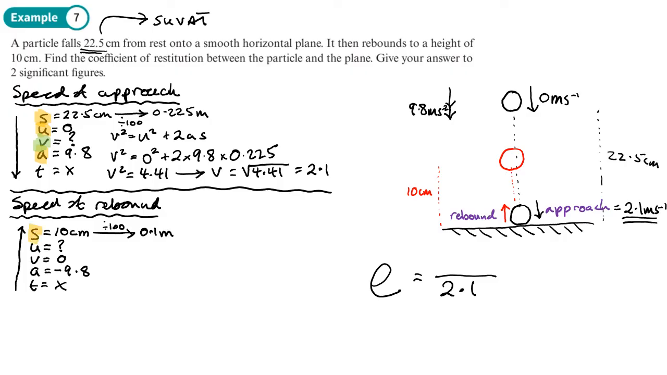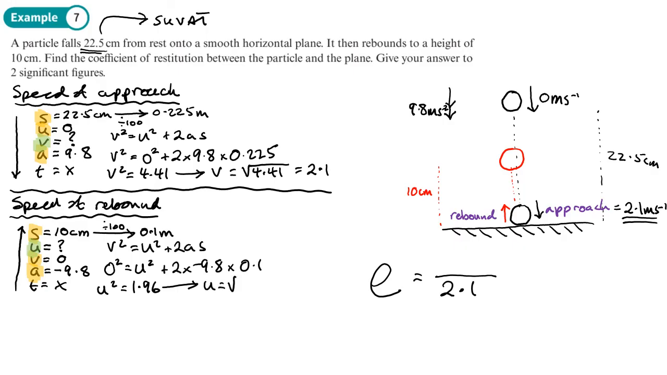So what do I have? I have S, I have V, I have A, and I want to find U. Okay, same formula again. V squared equals U squared plus 2AS. So V squared, 0 squared, equals U squared, what I'm trying to find, plus 2 times negative 9.8 times 0.1. So what does U squared equal? If I do 2 times negative 9.8 and times that by 0.1, I get negative 49 over 25, which is negative 1.96. So U squared is basically 1.96.